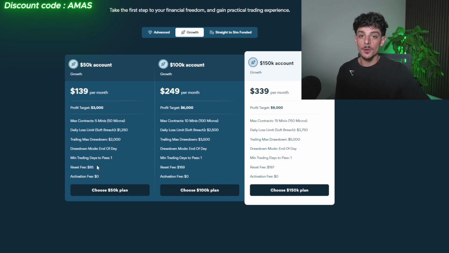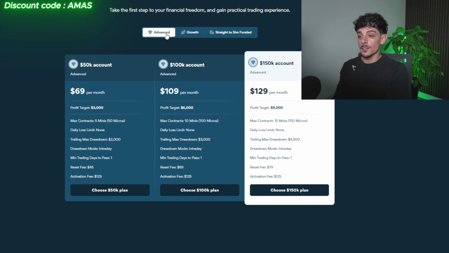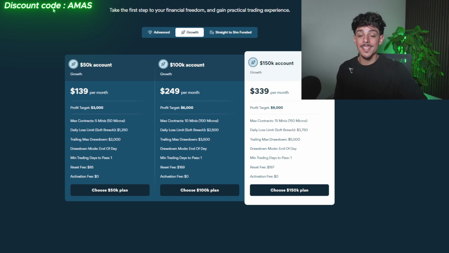The reset fee though is $85, but there's no activation fee. So this account, in terms of return on investment, costs $97 per month, which is way cheaper than the 50K advanced. Why? Because the 50K advanced is 48 plus 125, which is $173 if you get funded first try, and the growth is 97, all right, which is almost 50% less than the advanced.